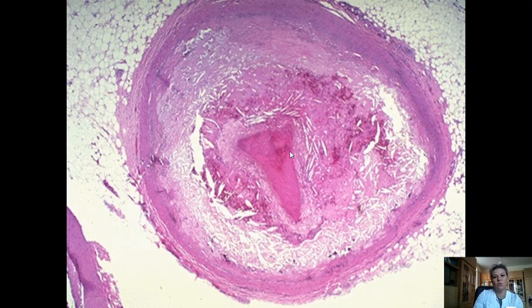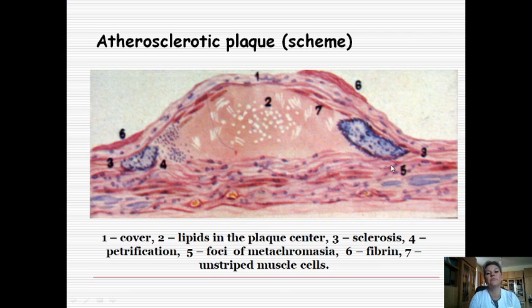And in this photo you can see an atherosclerotic plaque and complication, formation of thrombi in the volume of the artery. In this photo you can see a scheme of an atherosclerotic plaque. We see plaque formation, discover of plaque, necrotic zone, calcification, fibrin formation, and wall of artery.